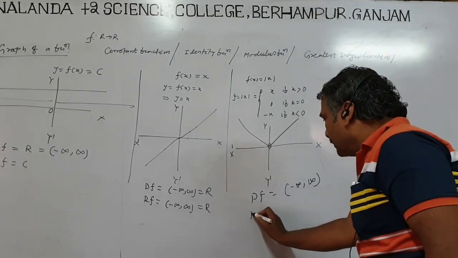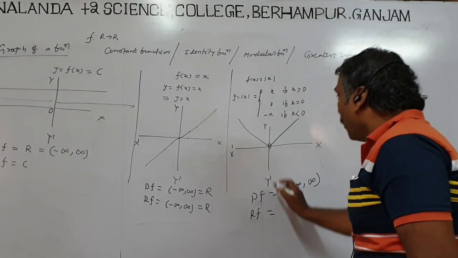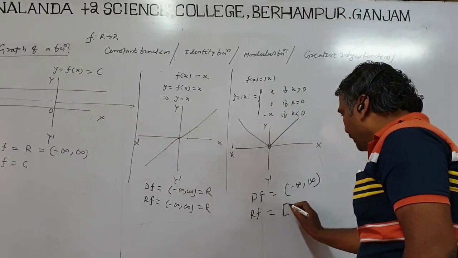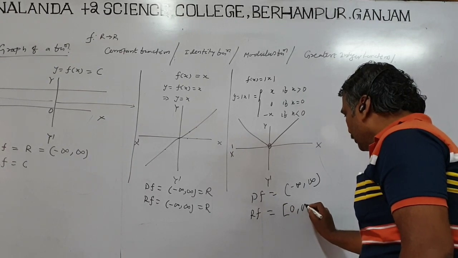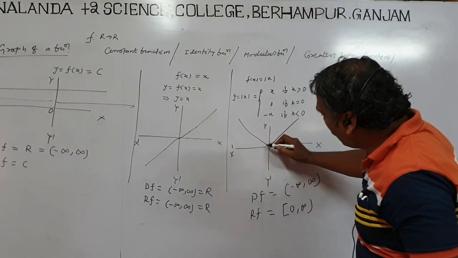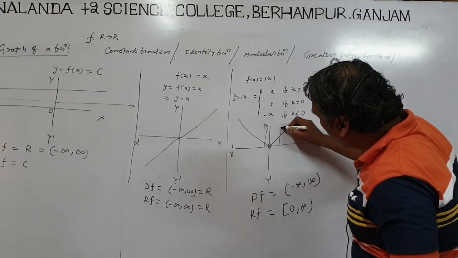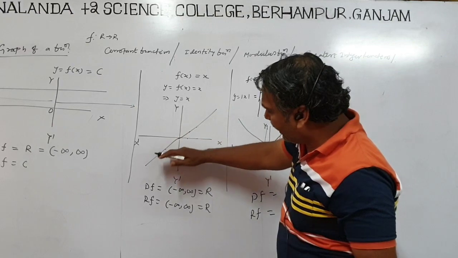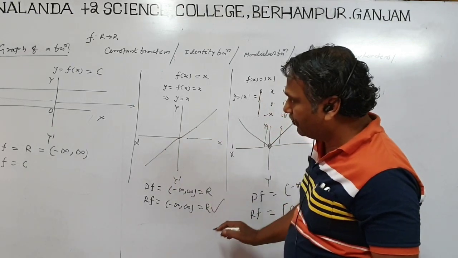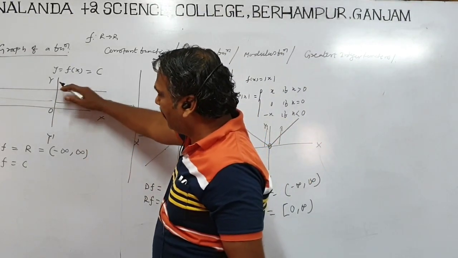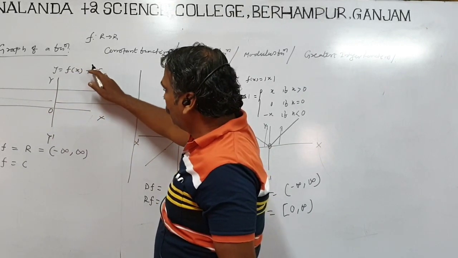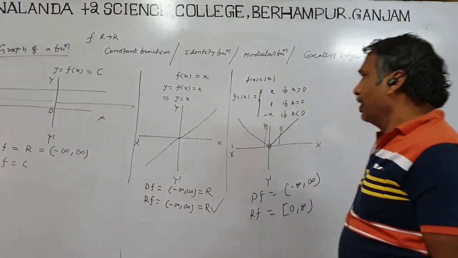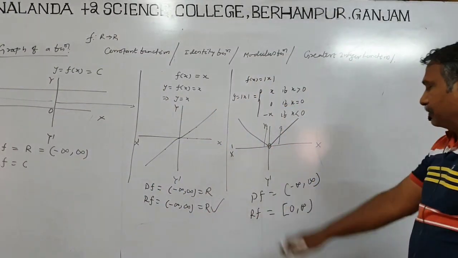Now next one is the range of the function, only positive, or you can write this as a closed interval, including 0 to infinity. This one is only positive, only the upper side. Y is positive. Here for the identity function, y is positive and negative, that's why minus to plus infinity. Here only positive. If c is 2 or 3 or 5, it is 5. Now this is the domain and range of the function.